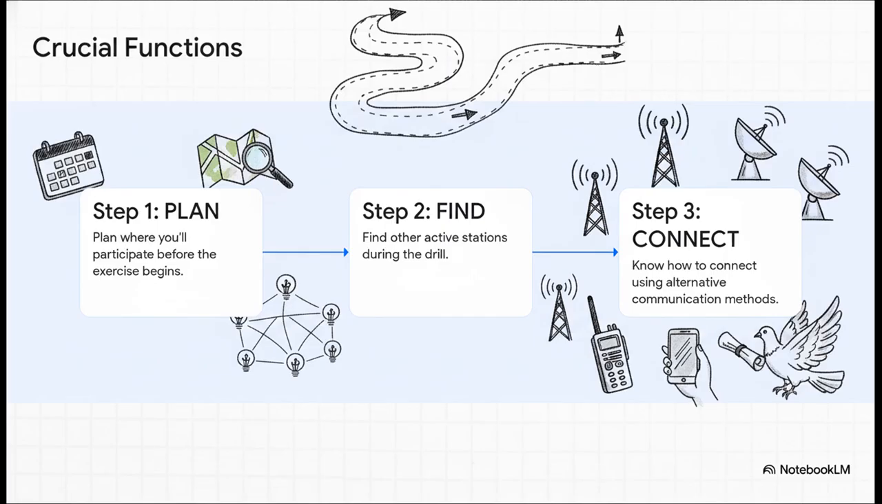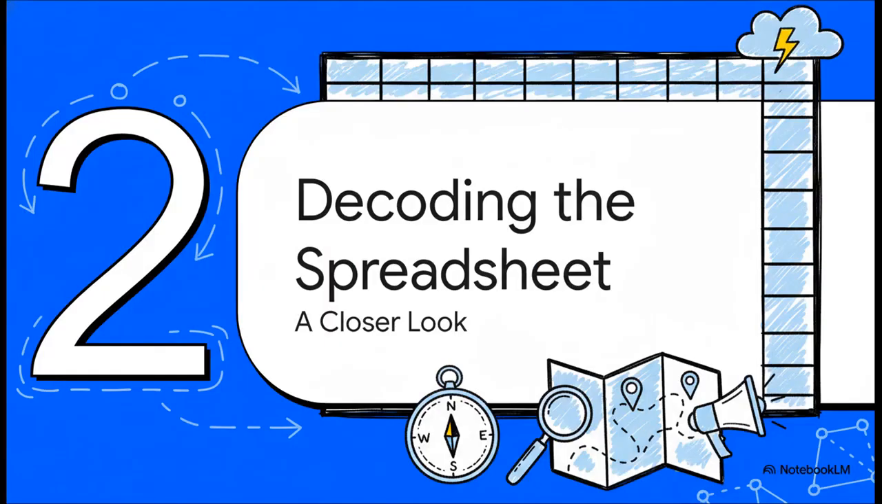This roadmap really serves three critical functions. First, way before the exercise even kicks off, it helps you plan where you're going to go. Then, during the drill itself, it helps you find other stations that are up and running. And maybe most importantly, it tells you exactly how to connect with them. So, how do you actually read this thing?